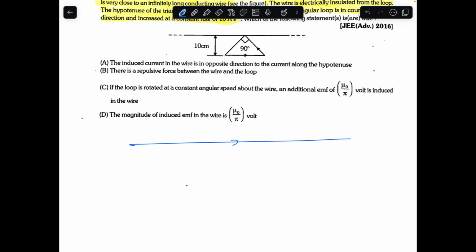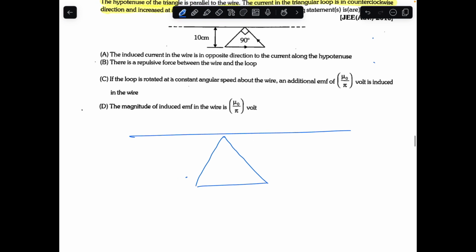So, first of all, there is an infinite wire. Direction of current is not given. So, there is a loop and current is in anti-clockwise direction. So, first option they are saying the induced current in the wire is in opposite direction to the current along the hypotenuse. So, you see, because of anti-clockwise direction, what is the field? Field will be outside, correct? Now, current is increased. If current is increased, B outside is increasing.